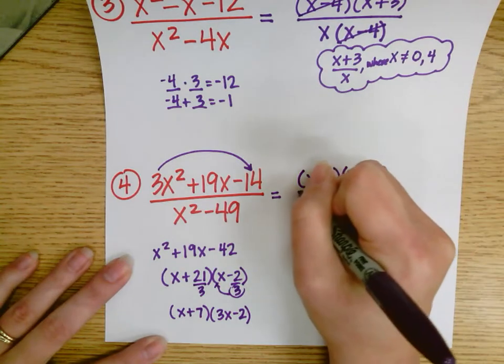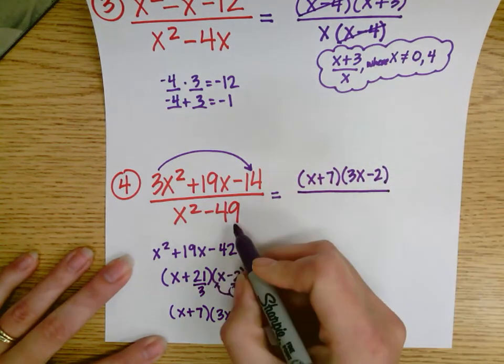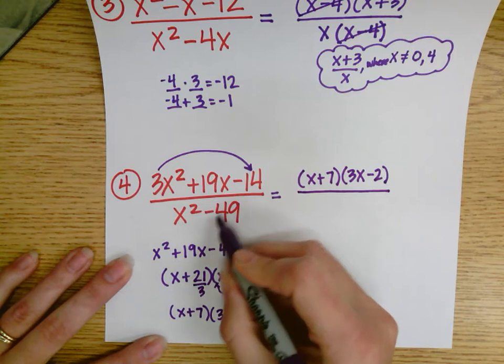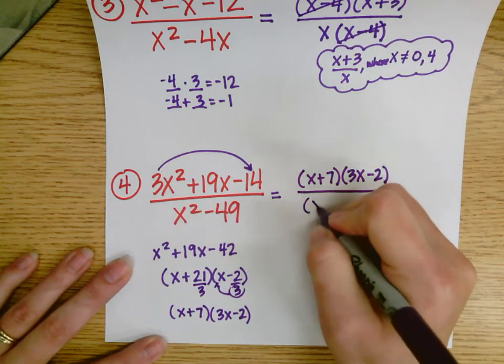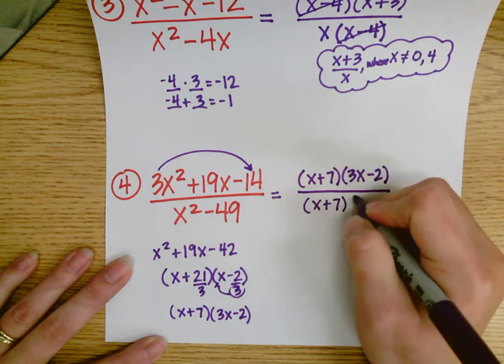Alright, the bottom is a little bit easier to factor. This is one of ours that multiplies to give us negative 49 and adds to give us 0, or you can take the square root of each part, but remember one has a plus and one has a minus.